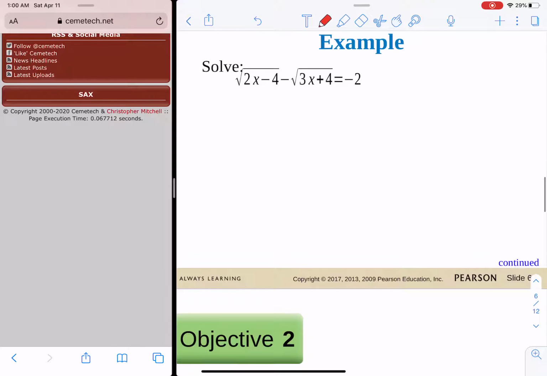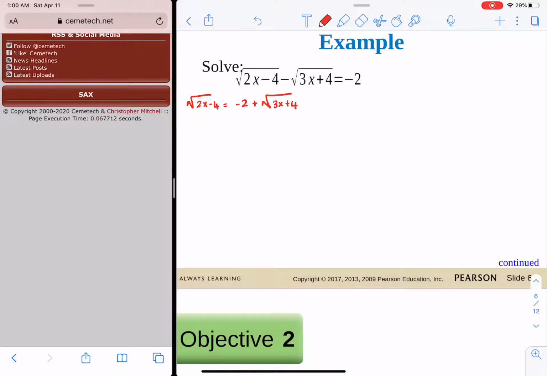So here is another example. We have two radicals, and we could take the same approach that we took in the previous problem. We take one of the radicals and move it to the other side and go from there. So we have square root of 2x minus 4 equals negative 2 plus square root of 3x plus 4.